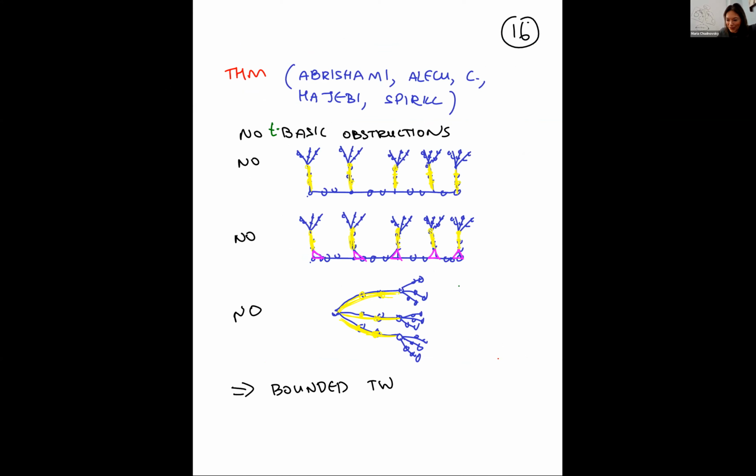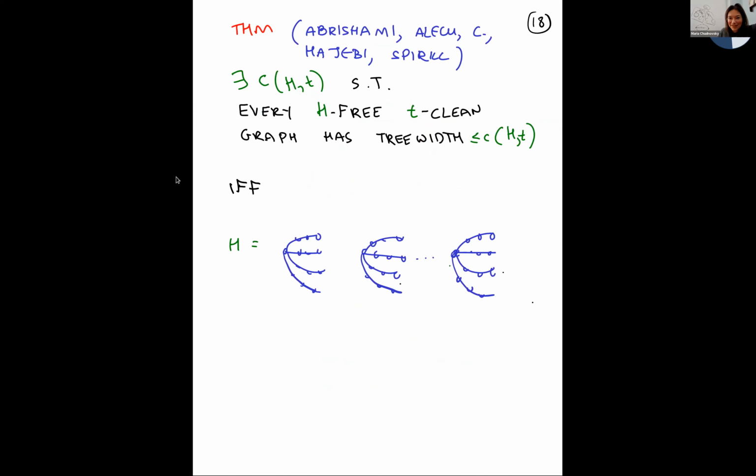Now, this is not a theorem that anybody would care about, but here's a theorem that somebody would care about. What if I ask, what one graph do I need to exclude from a T-clean graph to guarantee bounded tree width? So it's H-free and T-clean. For what H's can I bound the tree width? And that's something we can now answer. Turns out this H has to be a graph, each of whose components is a subdivided star.